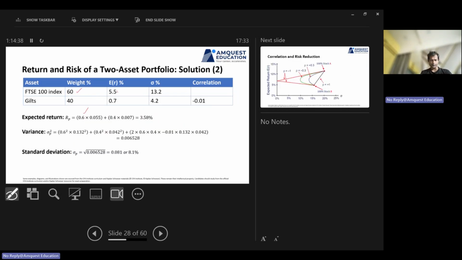Okay, see the answers. 0.6 into 0.055, remember take decimals. 0.4 into 0.007. That's the average. Then A square, 60 and 13.2, right? B square, 40 and 4.2, 2AB. Okay, and don't forget, here I have given correlation. So you have to do correlation into deviation. You can't leave it as just correlation. And remember, I do this in decimals. So the answer came to 0.06. I took its square root, the answer will come to 8.1.